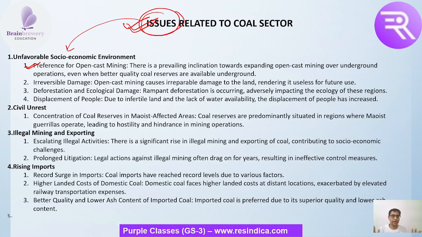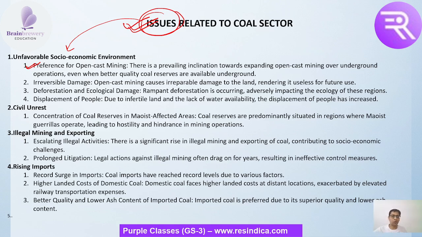In open cast mining, a lot of damage happens to the land, the rivers, the forest, and the surrounding area. Ecological damage happens because when you do coal mining in an open area, there will automatically be dust. The residue is carried by surface runoff to the rivers. And even the people get displaced from there.